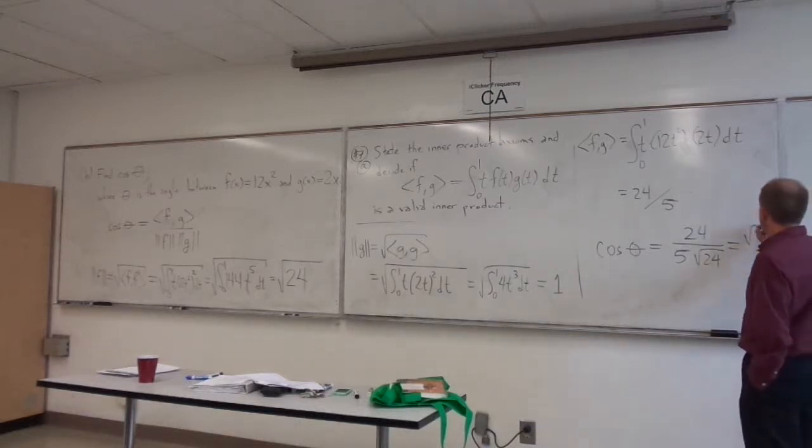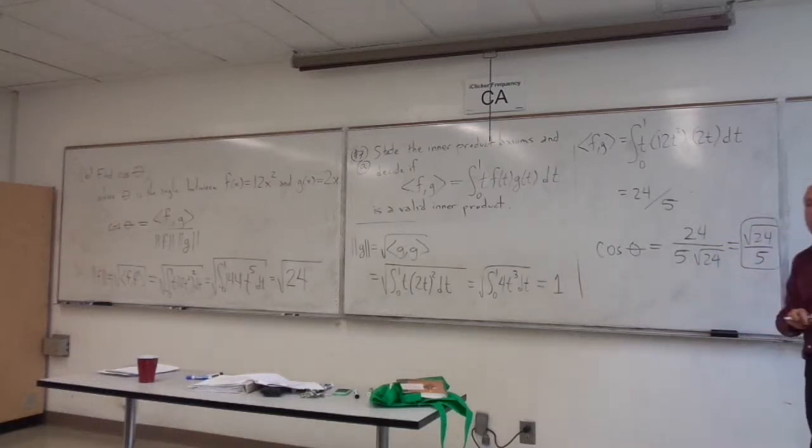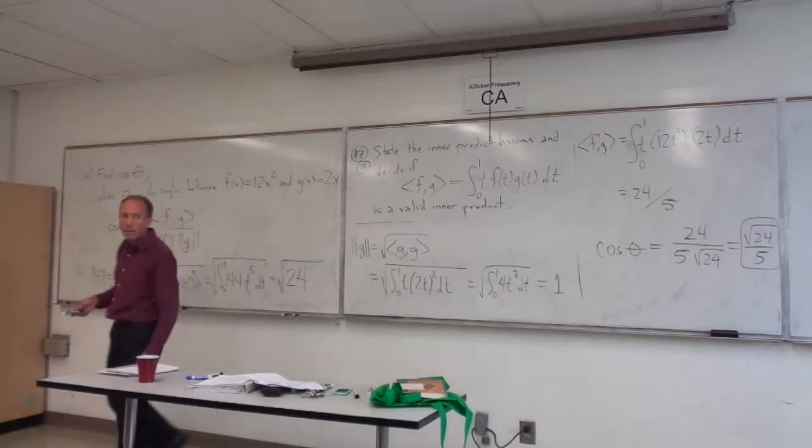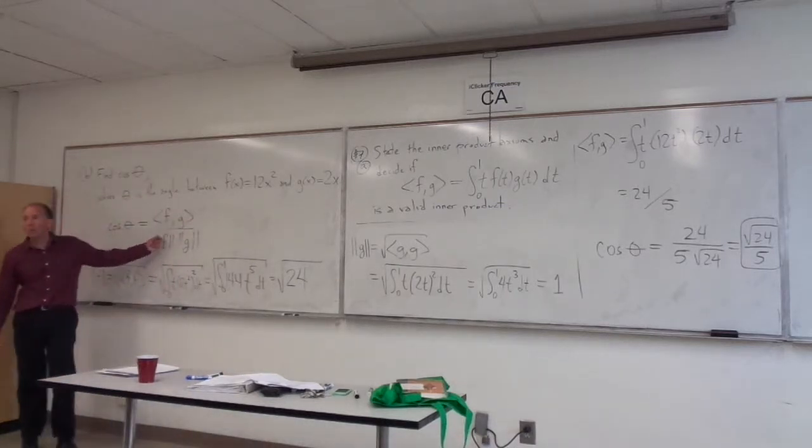Or in other words, it's the square root of 24 divided by 5. There's the cosine of theta. That's less than 1, by the way. Always has to be. In any inner product, you can prove, we didn't really do it in class, but I think I stated it, that the denominator is always bigger than the numerator.